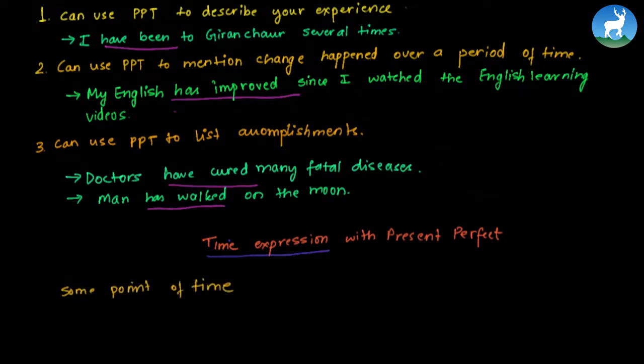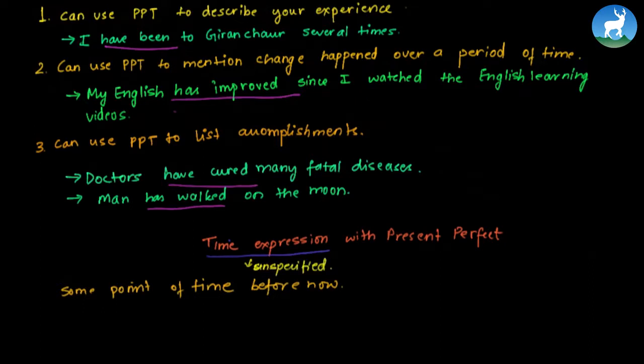You don't know when, but you certainly know that it's before now. So it's before, it has happened in the past, but you don't know when. You don't exactly know the point of time. So this is an unspecified time expression.